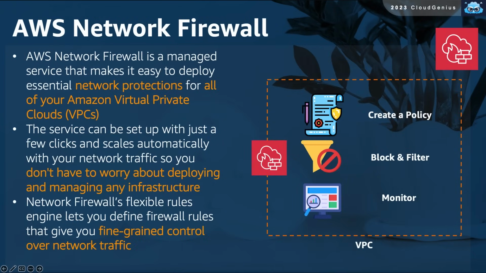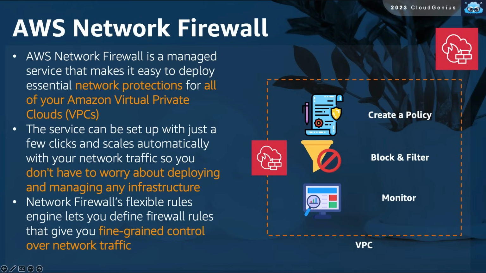AWS Network Firewall is a managed service provided by Amazon Web Services that helps you protect your VPC, virtual private cloud, resources by filtering network traffic at the application and network layers. It acts as a stateful firewall and can be deployed to protect both inbound and outbound traffic in your VPC. With AWS Network Firewall, you can create firewall policies that define the rules for allowing or denying traffic based on IP addresses, ports, protocols, and other criteria.